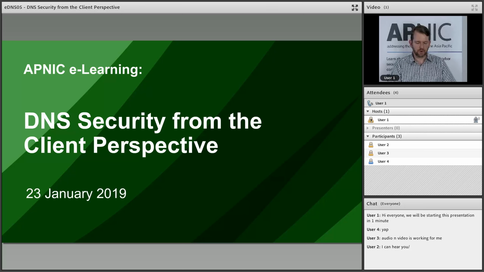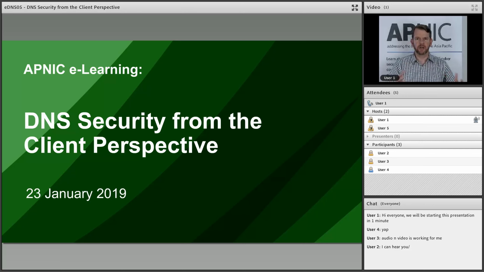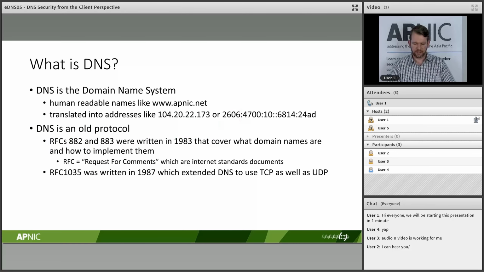So in this session, what we're going to be looking at is different aspects of DNS more from the client perspective as opposed to securing an authoritative or recursive DNS server. So we're going to look at DNS from the beginning through to the end from more of a client end.